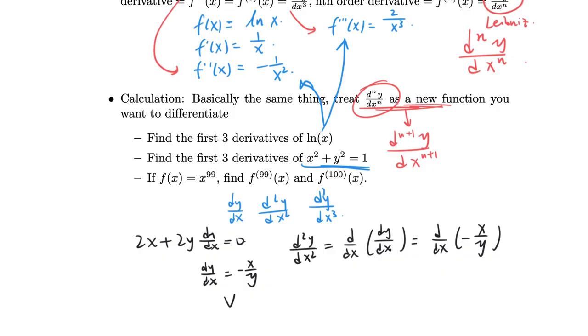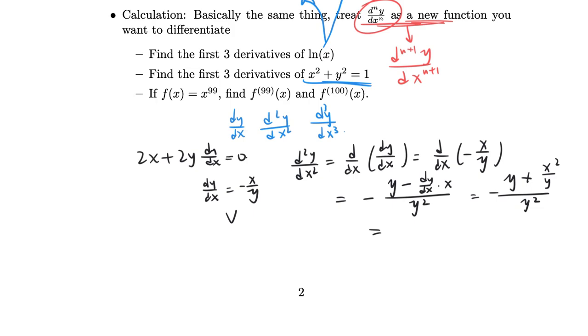Then we could use the quotient rule. This would be equal to negative of y minus dy over dx times x, over y squared. And dy over dx is just this, so we plug this in again, and this would be y minus x times negative x over y, which becomes negative y squared plus x squared over y squared, over y cubed. And since x squared plus y squared is 1, this will just be negative 1 over y cubed.